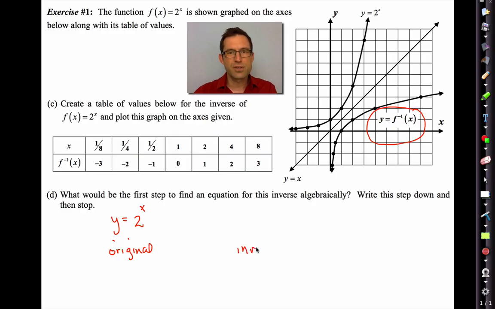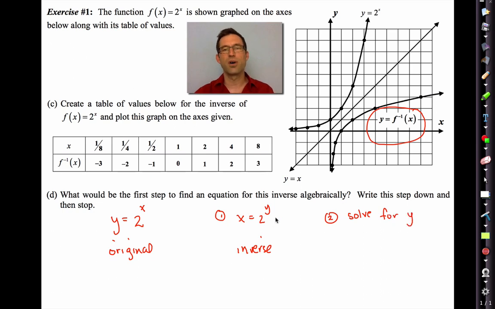To find its inverse, the first thing we're going to do is switch x and y. Now, typically, the second step, that's step number 1, the second step, step 2, is solve for y. But we don't know how to do that right now. We don't know how to solve this for y. We can't divide by 2 on both sides because we're not multiplying. We literally have x equals 2 to the y.